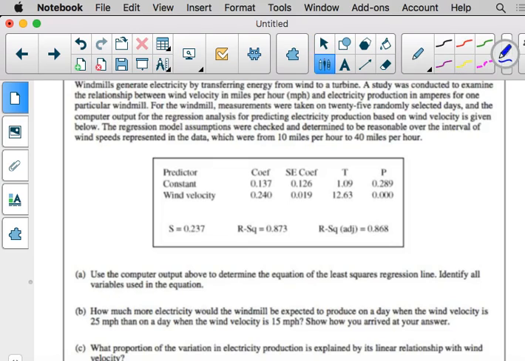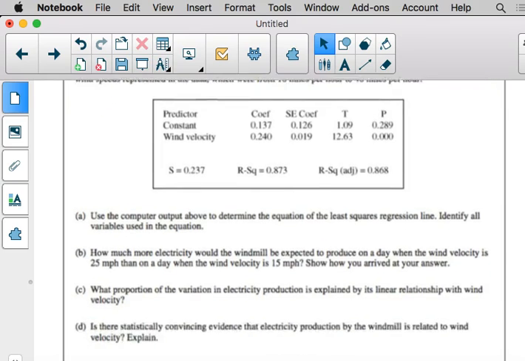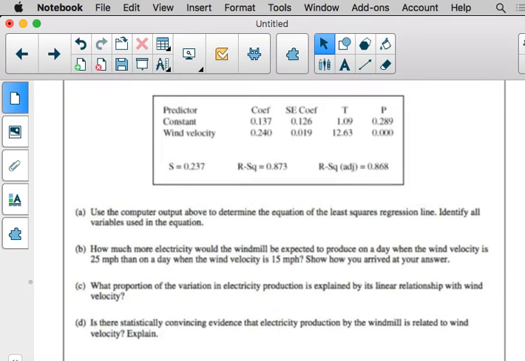Again, this is the thing that I talked about. The assumptions were checked and determined to be reasonable, so you don't have to worry about them yourself, which is good because there are so many of them that it's not worth trying to make you memorize at this stage of the game. So let's talk about it: use the computer output above to determine the equation of the least squares regression line. Identify all variables in the equation.